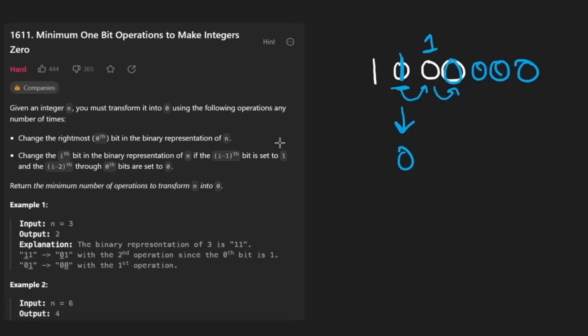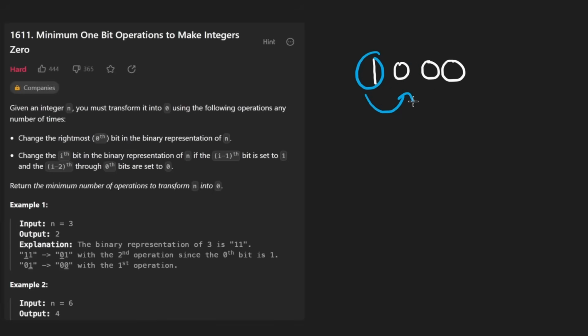So think about that. Which of these bits currently are we allowed to change? Can we change this one? No, its right neighbor isn't 1. Can we change this one? Nope, right neighbor not 1. Can we change this one? Nope, right neighbor not 1. But if we had a 1 here, then we actually could. We could flip this guy into a 0.